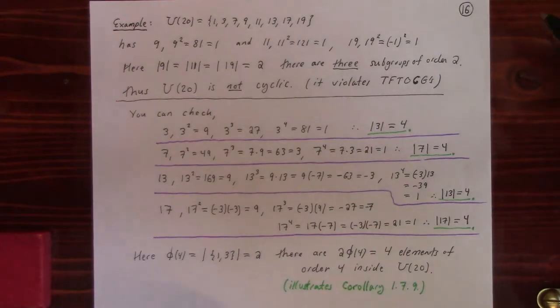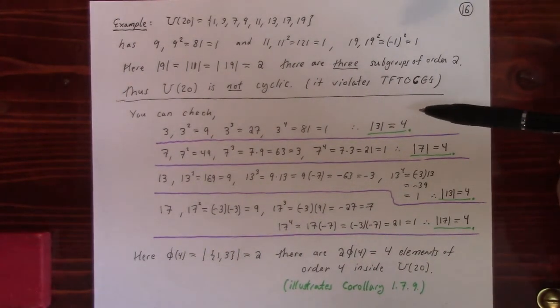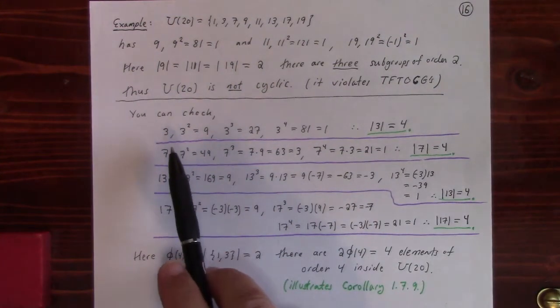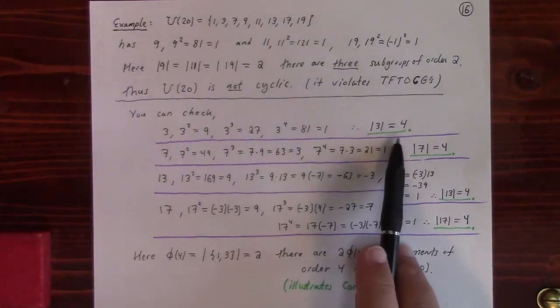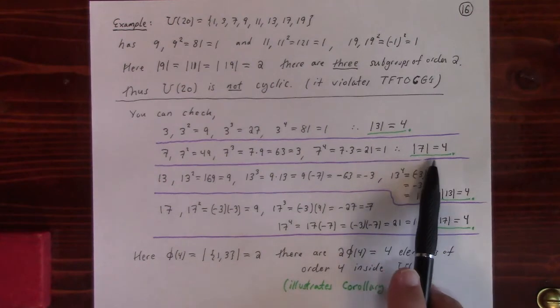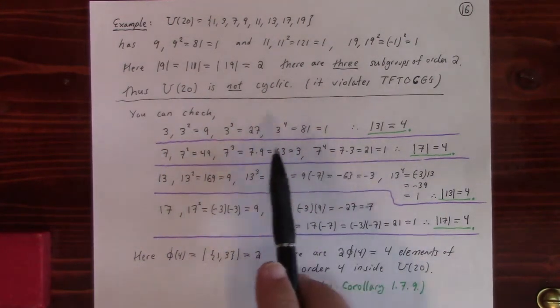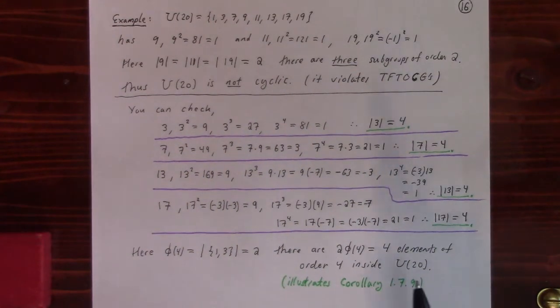And you can check, let's see here. What else am I doing here? I'm showing you that the order of 3 is 4, the order of 7 is 4. So I'm looking at powers of 3 and powers of 7 to see how long it takes to cycle back.